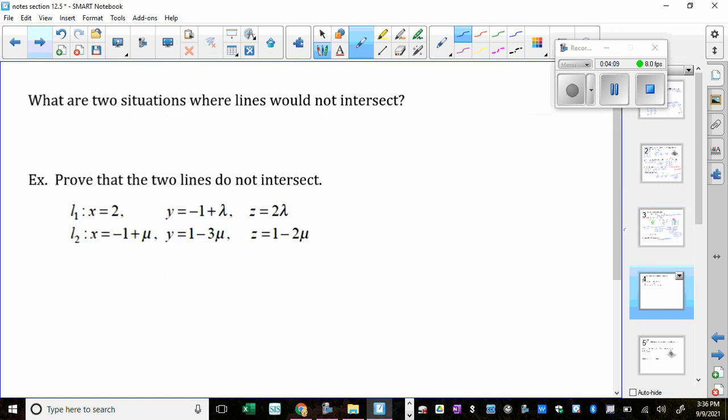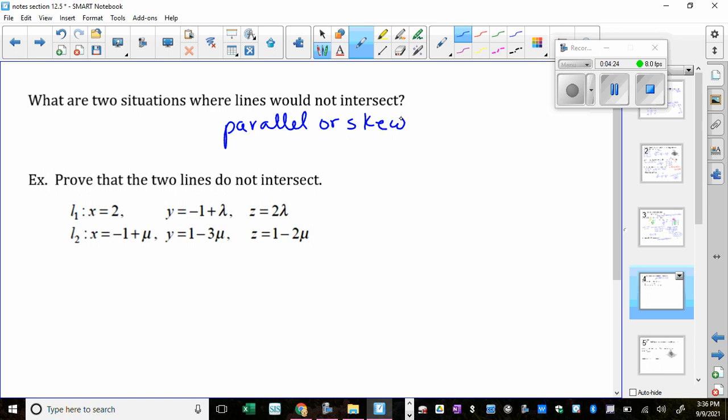So what are two situations where lines would not intersect? Well, I think I just mentioned it: parallel, or they would be skew. Okay, so prove that two lines do not intersect. These two lines do not intersect.